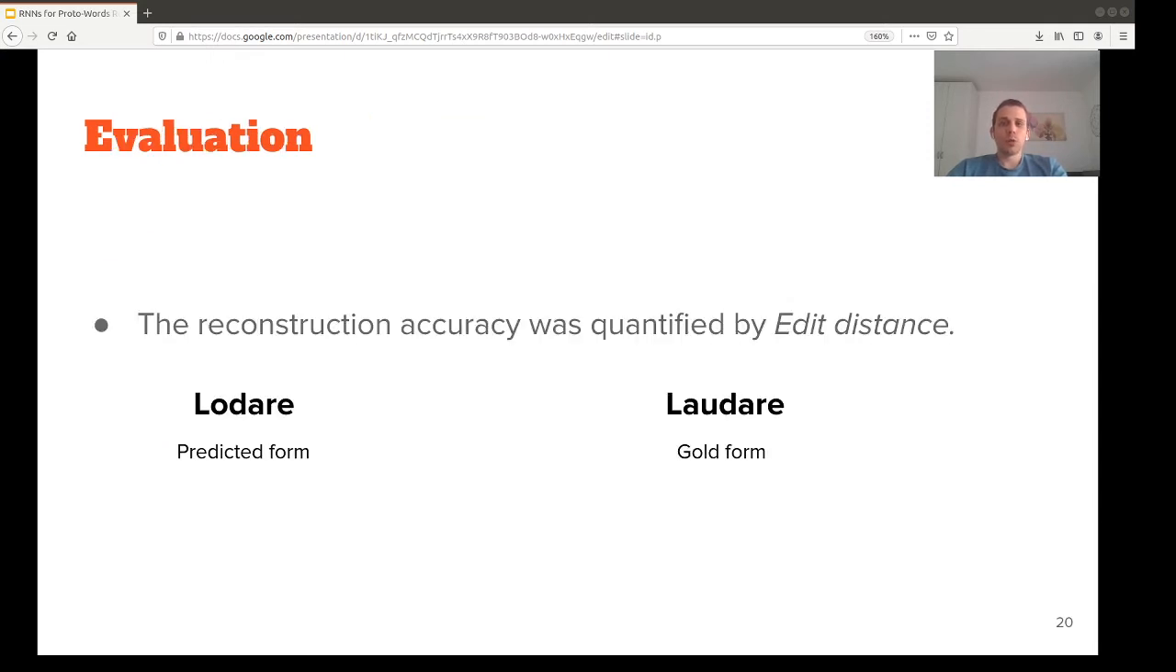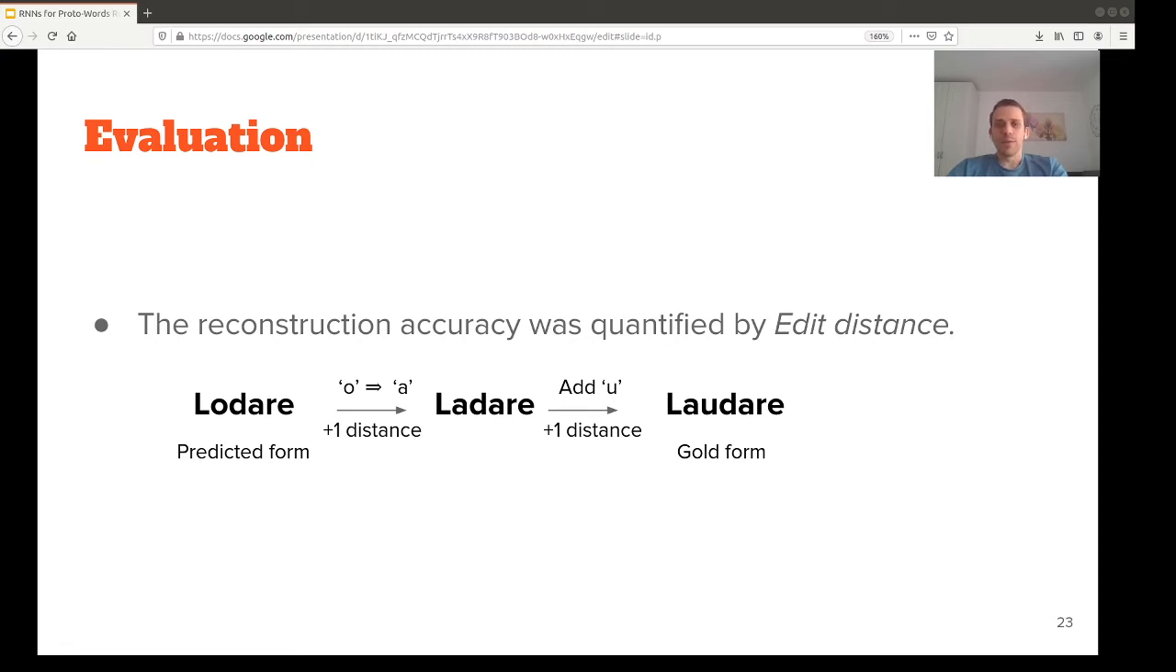As an evaluation measure, we use edit distance, the number of one-character edits to transition from the gold to the generated form. For instance, consider the predicted form lodare on the left and the Latin gold laudare on the right. To transform from the predicted to the gold, we first change the O sound to A, and then we add U, resulting in an edit distance of 2.